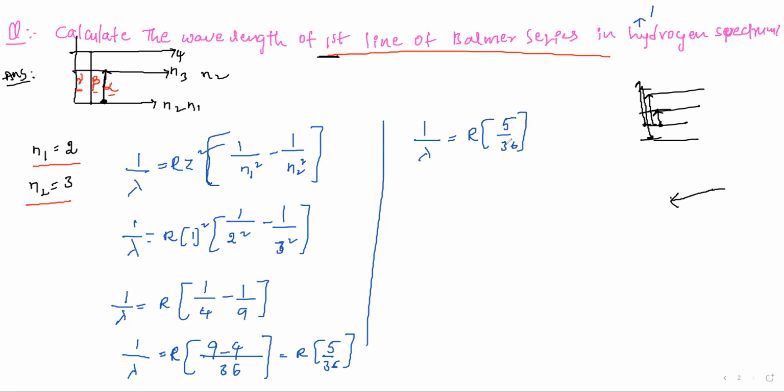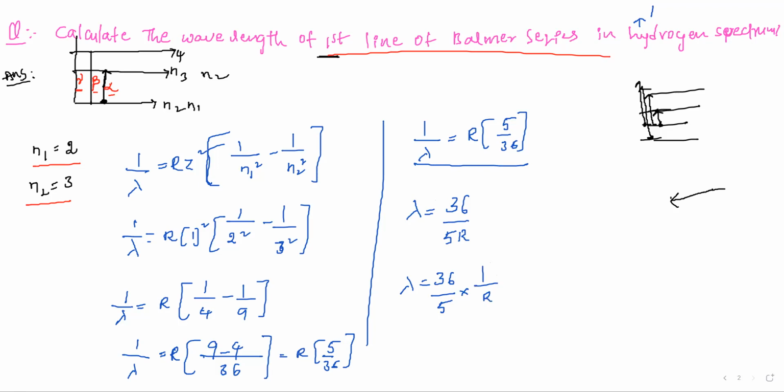Then lambda equal to, the 36 will come upwards, 36 by 5R. Yes or no? This is the value of 1 by lambda, then lambda equal to 36 by 5R. And lambda equal to 36 by 5 into 1 by R. We can write it like this also.